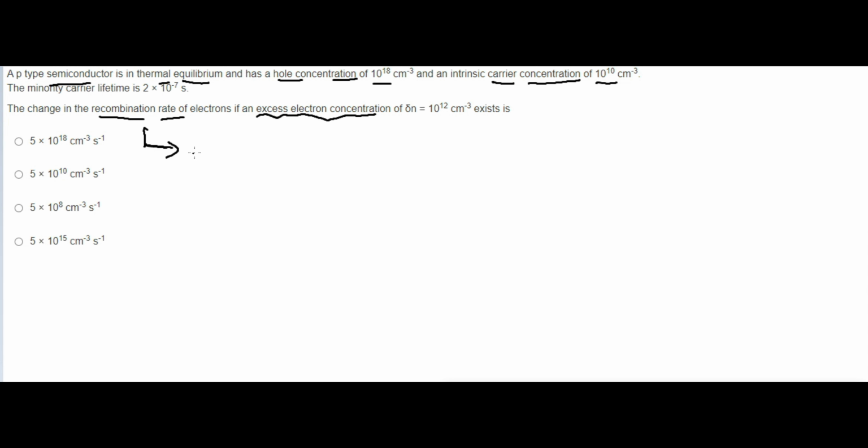Recombination rate R n0 should be equal to n0 divided by tau n0. Okay, so this is the recombination rate. So now I just go for the calculation.